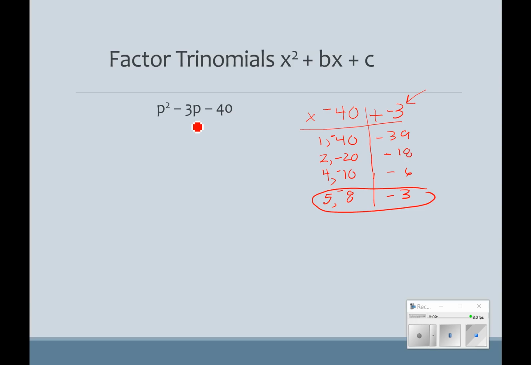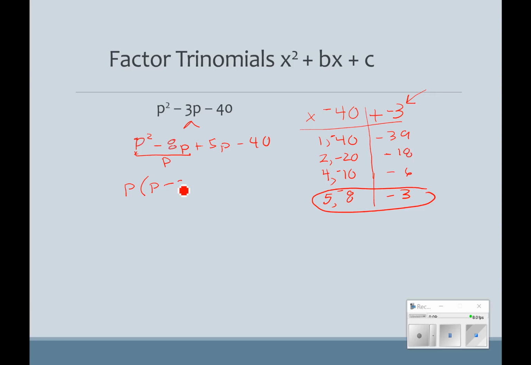I've split my middle term, and I'm going to put the negative 8, so p squared minus 8p, and then plus 5p minus 40. If I add those middle terms together, negative 8p and 5p, it gives me negative 3p. And if I can, I always like to go positive, negative, positive, negative. So here I'm just going to factor out a p.